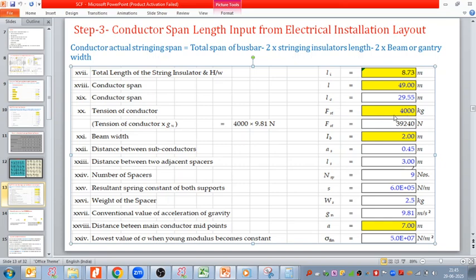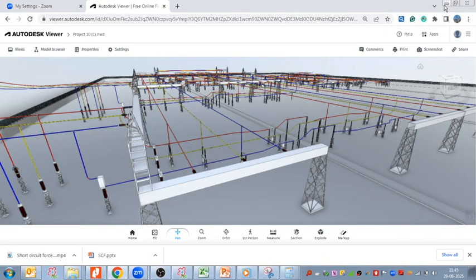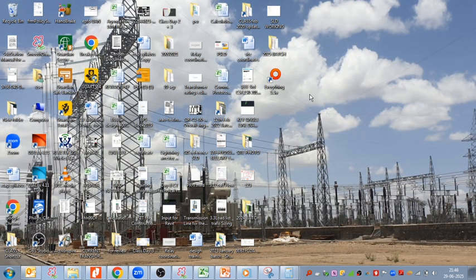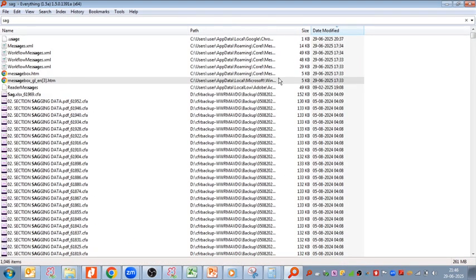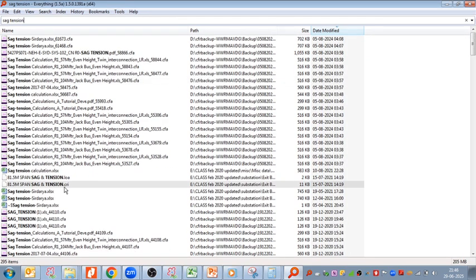Generally, for the sag tension we are performing from the standard IS 5613, and for the initial tension we have to get the value from IS 802, where the initial and static tension values are defined. How can we obtain that? Okay, fine.